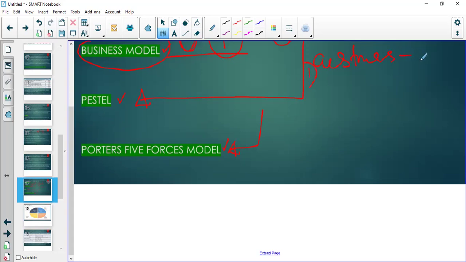Where are they located? What do we provide those customers with? What are the products that we provide the customers with? Who are our suppliers? Right. So you can use Porter's 5 forces model to analyze the risks associated with suppliers and customers.